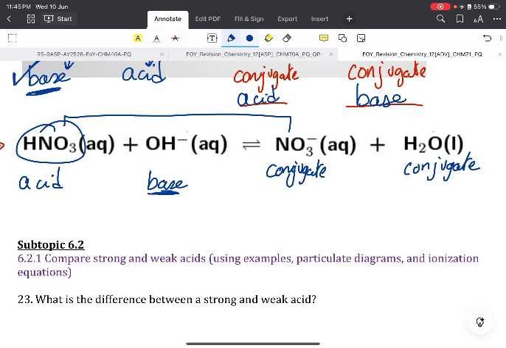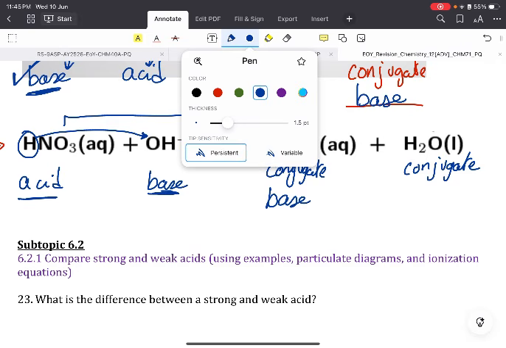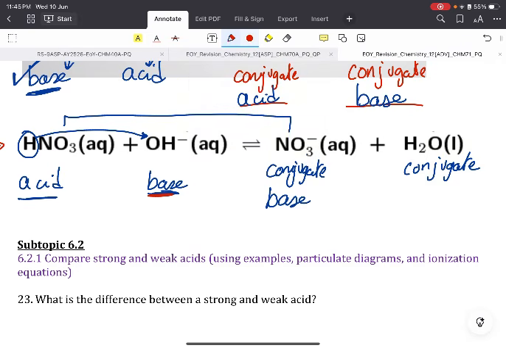Now, what comes from this one is NO3 minus. It is obtained when HNO3 donates its proton to this compound. So this is an acid, and therefore this one is a conjugate base. Again, this is a base because it accepted a proton. So if that's a base, look at it here. Now it has 2 hydrogens, and that's a conjugate acid.